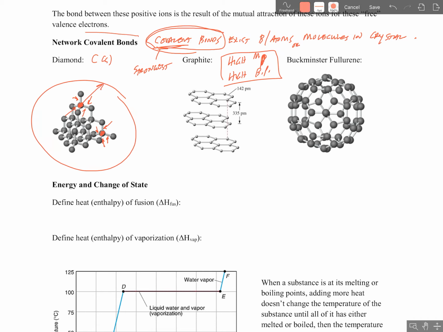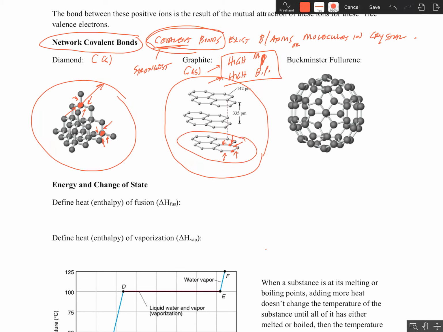So network covalent compounds, once again, have very high melting points and very high boiling points because it's difficult to break down that structure. Graphite is another allotrope of carbon, an elemental form of carbon. So if I take a look at the crystal structure of graphite, I see something pretty cool. Let's take a look at this bottom layer. This carbon atom here, do you see it's covalently bonded to that carbon atom and also covalently bonded to that carbon atom? So within a layer of graphite, those carbon atoms are held together by covalent bonds.